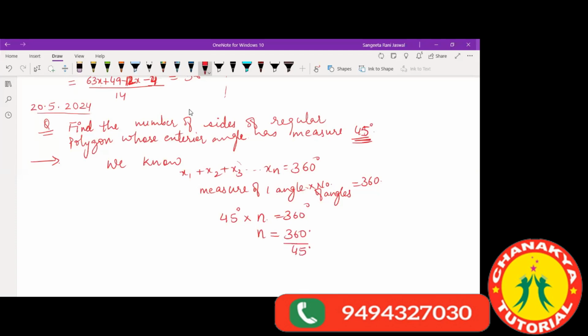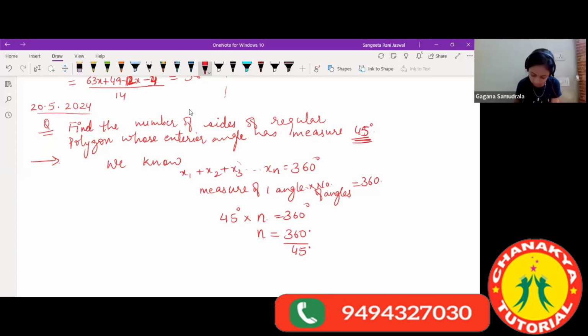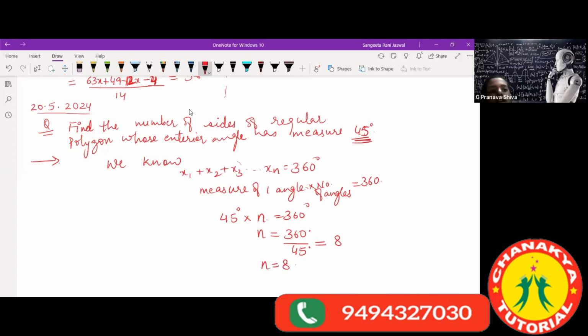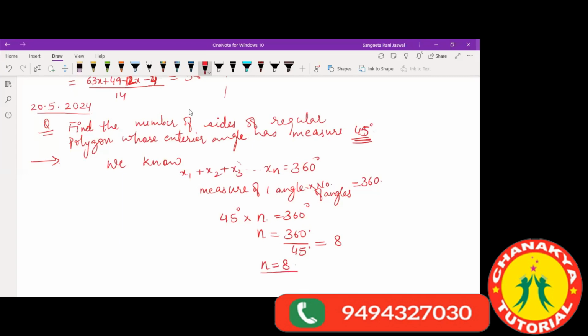Understood this part? When you divide this, you get your answer as 8. So that means number of angles is 8. And when you have 8 as the number of angles, that means the number of sides of that polygon is also 8.